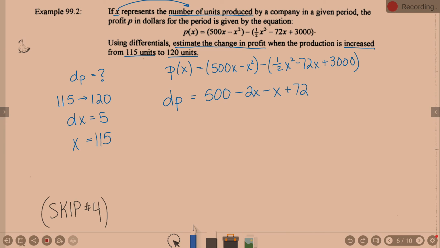Oh, hold on. We are missing the dx. Yeah, I was like, wait a minute, what just happened here? All of these terms were what type of terms? x terms. And in my brain, I knew I was going to do it at the end, but I should have mentioned it. When we did the derivative of 500x, it should have been 500 dx. When I did the derivative of x squared, it should have been 2x dx. This should have been x dx. This should have been 72 dx.